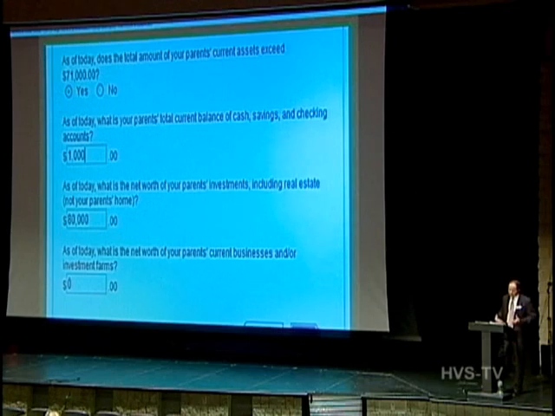First question, they want to know, as of today, what is my parents' total in cash savings and checking? My answer is going to be $1,000. Next, they want to know, as of today, what is the net worth of my parents' investments, including real estate, but not the home they live in? My answer is going to be $80,000. And the last question, they want to know, as of today, what is the net worth of my parents' current business and or investment farm? My answer is going to be 0. So my parents' total assets and investments is actually going to be $81,000.